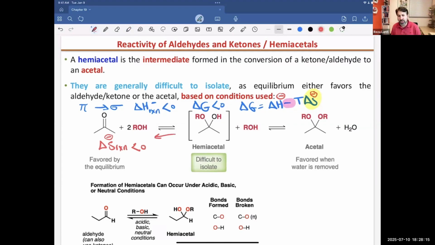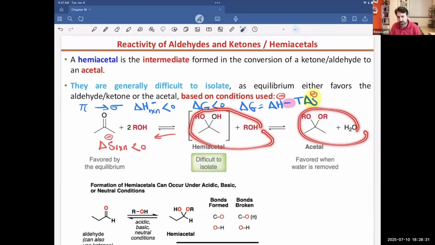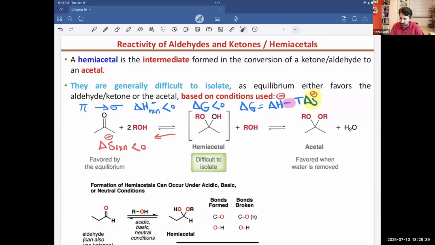Now, between hemiacetal and acetal, it's hard to say what the delta S of the reaction will be, because we take 1 molecule, the hemiacetal, add an alcohol to it, and that's going to give us acetal plus water. So I started with 2 molecules and got 2 molecules. It's hard really to judge what the delta S of the reaction is going to be. You need to do way more calculation.